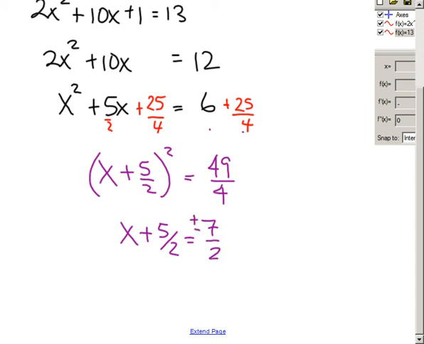So my two values that I'm looking for here are when x, subtracting 5 halves from both sides, -5 halves plus 7 halves, and -5 halves minus 7 halves, which give me two values of positive 2 over 2, which is 1, and -12 over 2, which is -6.